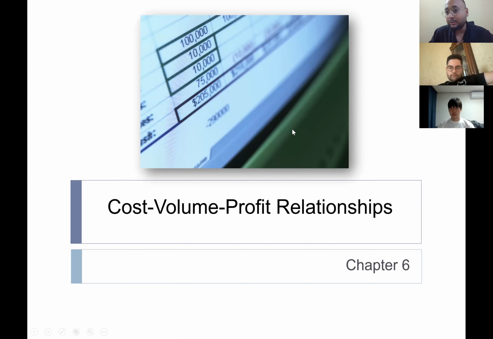Today we are starting a new chapter called CVP relationship, or cost volume profit relationship. So in this lecture basically we are trying to see what happens if we change the cost, what happens to the profit or volume. What if we change the volume or quantity sold, what happens to the cost and what happens to the profit? Or what if we change both cost and volume together, what happens to the profit?